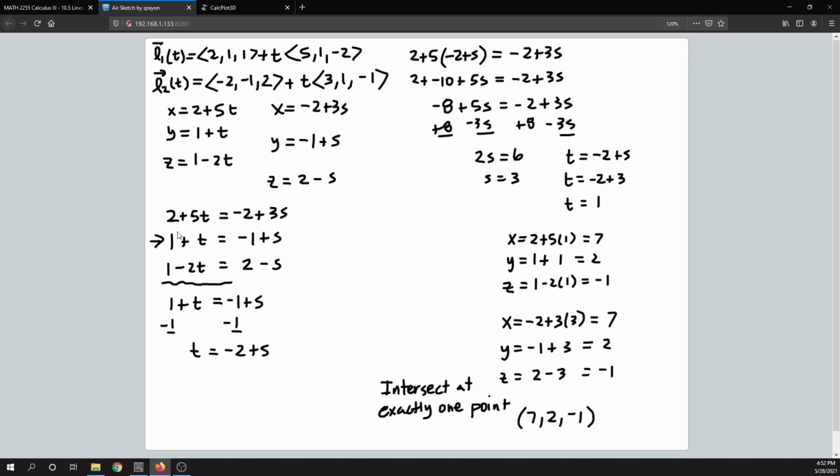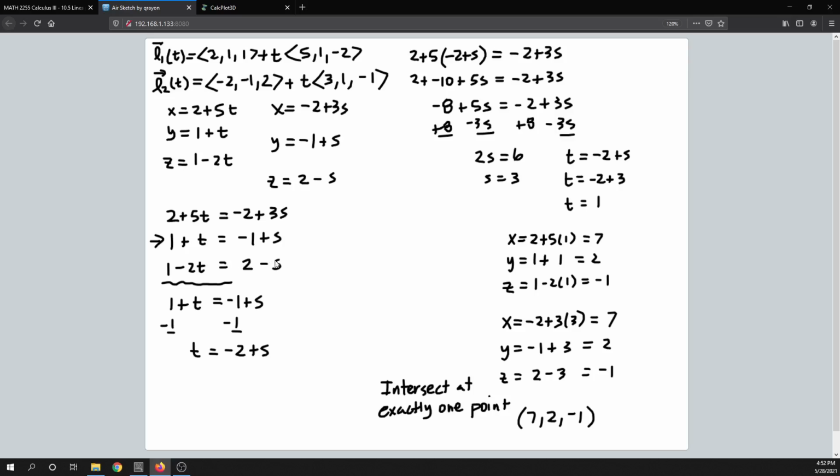If you noticed, we really only used these two equations right here. We solved the middle one for t, and then we plugged back into this first one to get these two parameters out, and we got values of the parameters. So we know, assuming you did everything perfectly up to that point, that s equals 3 and t equals 1 is the solution for these first two equations right here.